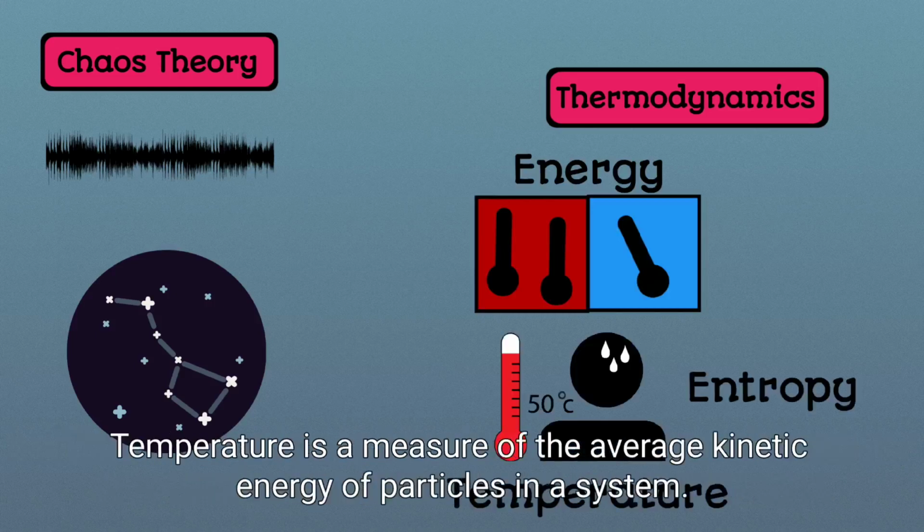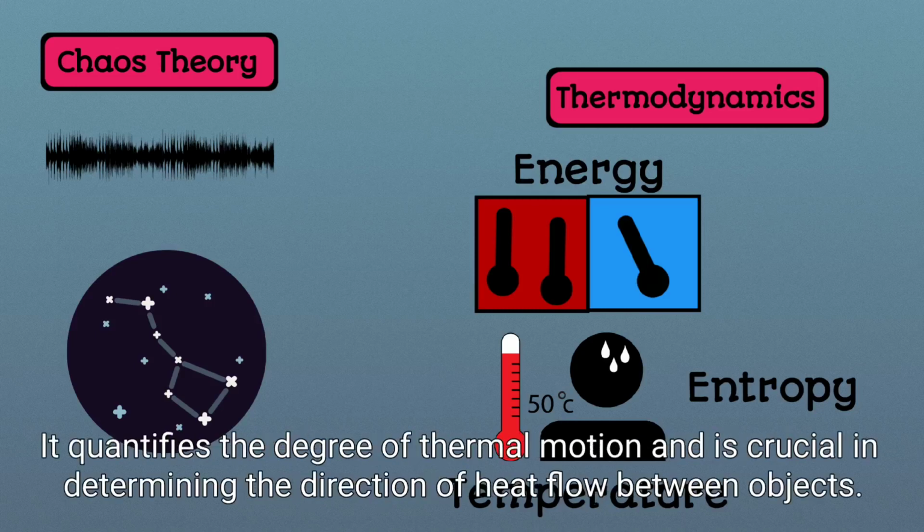Temperature is a measure of the average kinetic energy of particles in a system. It quantifies the degree of thermal motion and is crucial in determining the direction of heat flow between objects.